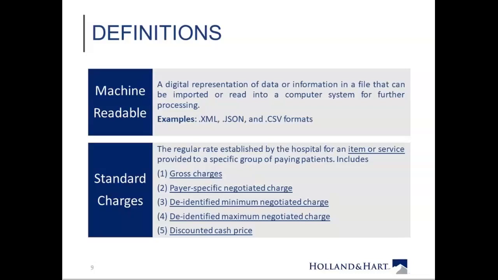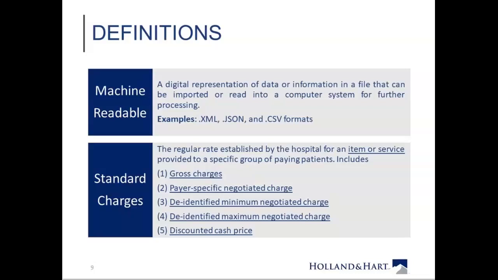So a machine readable list of standard charges. Standard charges is defined as the rate established by the hospital for an item or service provided to a specific group of paying patients. And it includes the 5 types of standard charges that I've listed below. So each one of those 5 types of standard charges is also a defined term. But it's important to note that any time CMS says in the rule standard charges, they mean all 5. So you don't get to just list one or the other or cherry pick which one you want to provide in your list. You do have to provide all 5 reference points.